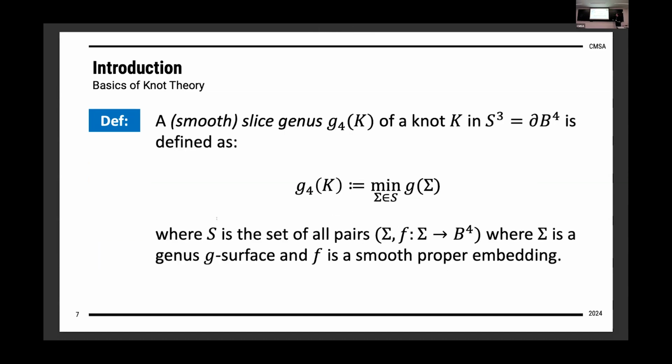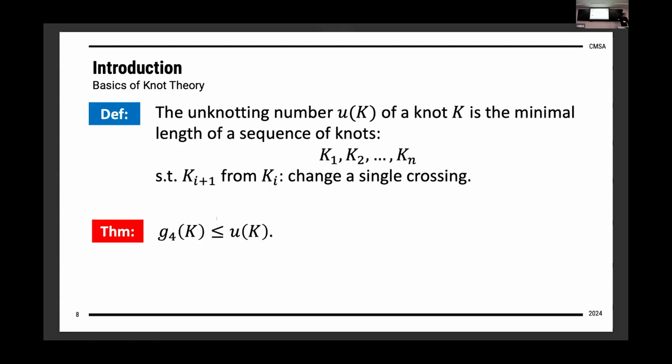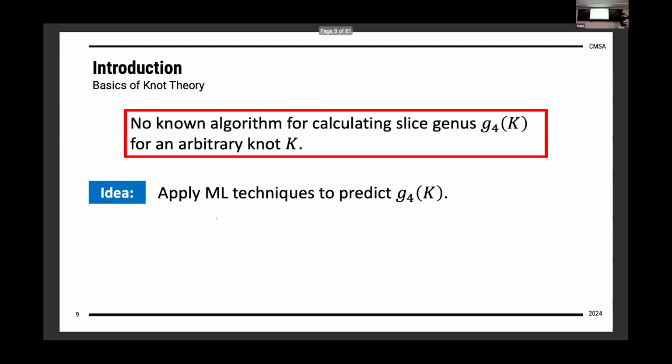Just to give a formal definition of the quantity that we're going to be studying: the smooth slice genus is the minimal genus of a surface that can be smoothly embedded in the four-ball, whose boundary is your knot. It's a smooth, proper embedding. Another interesting thing is that it is a lower bound for the unknotting number. The unknotting number can be thought of as the minimal length of a sequence of crossing changes, from an overcrossing to an undercrossing or vice versa, needed to unknot the knot. And the smooth slice genus bounds this unknotting number.